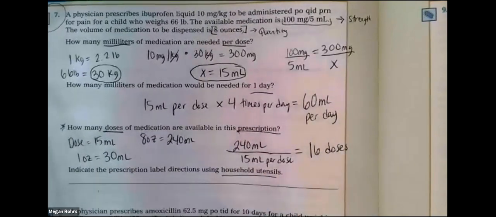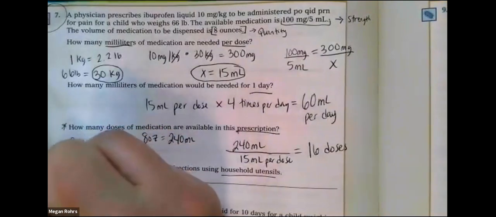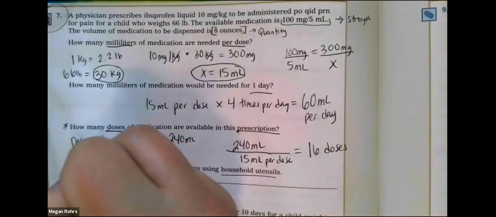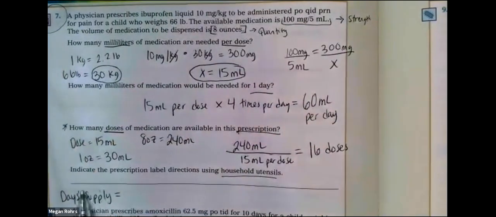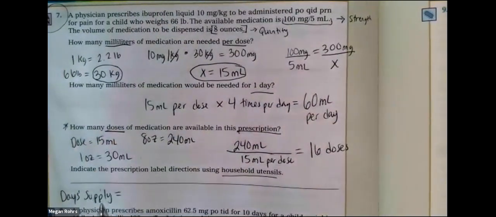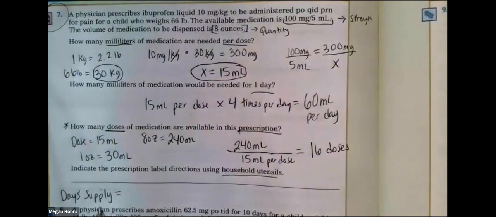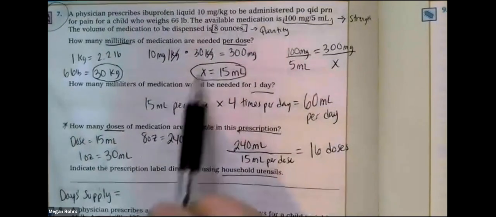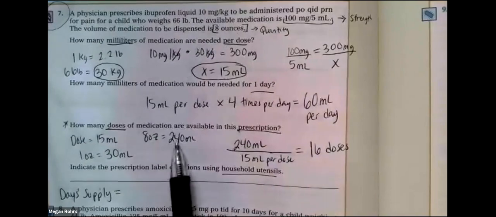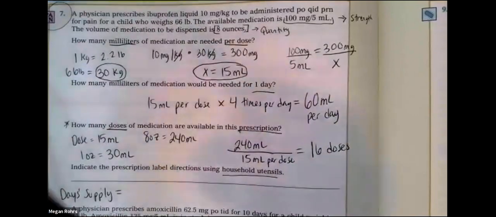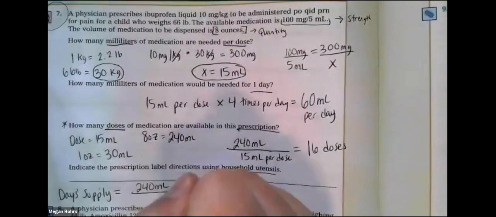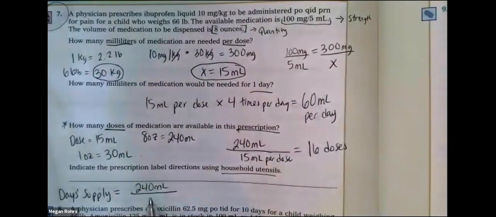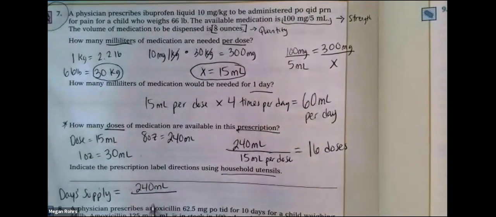Now, this is not on here, but I want us to now solve for the day's supply. So what day supply could we submit to insurance here? So remember, we take the quantity dispensed. We said that they're dispensing 8 ounces, which is equal to 240 mils. We're giving them 240 mils. And we divide that by how much they're taking in per day.